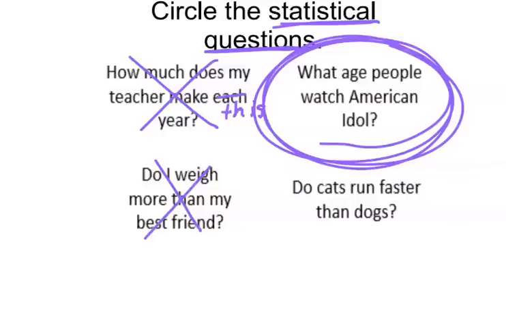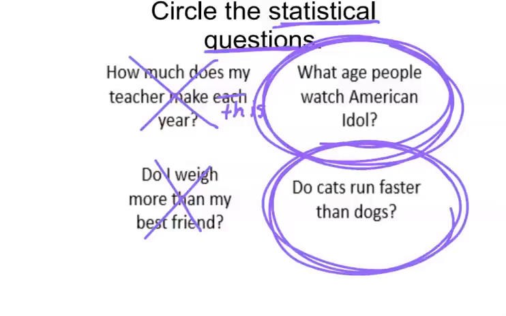And then, do cats run faster than dogs? Does every single cat run faster than a dog? Or does every single dog run faster than a cat? No. Sometimes the cat is going to run faster, sometimes the dog is going to run faster, depending on whether it's the cat or the dog. Since that's going to be a variation of answers, you're only going to have 2 possibilities, but it's not always going to be the cat, and it's not always going to be the dog, then that would be a statistical question. So anytime you have an answer that has at least 2 options or many, many options, those are statistical questions.